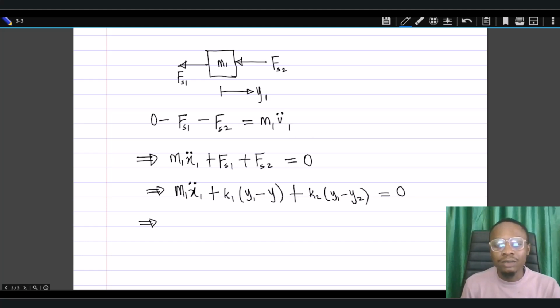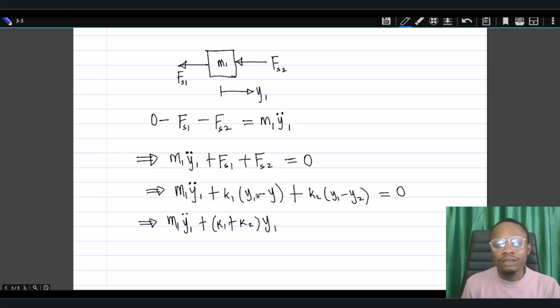I'm sorry about that. So this is Y1. This is y1. It isn't that we have two different things here, please. So this is still y1 dot dot, and this is y1 as well, consistent with everything we have here. So we can now say that this is m1 y1 dot dot, then plus k1 y1, this is k2 y1. We can put them together and say we have plus k1 plus k2 multiplying y1.